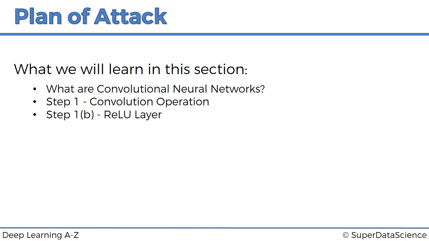Then we'll talk about step one, part B, the ReLU layer, which is the rectified linear unit, and we'll talk about why linearity is not good and how we want more nonlinearity in our network for image recognition. Then we'll talk about step two, pooling, and we'll understand how pooling works. We'll talk specifically about max pooling, and we'll also mention a couple of things about mean pooling or sum pooling and other approaches that you can take to the process of pooling.